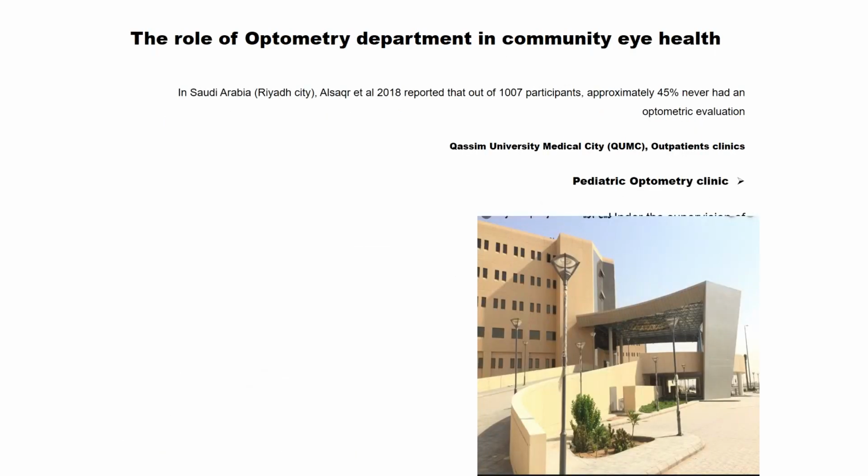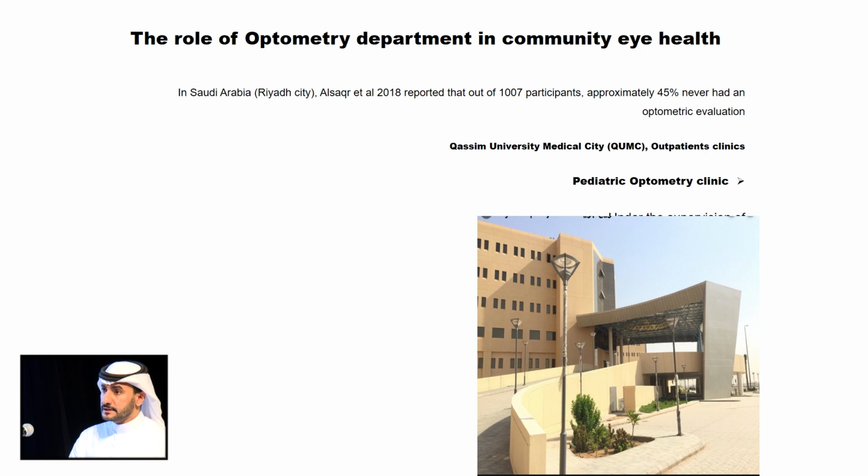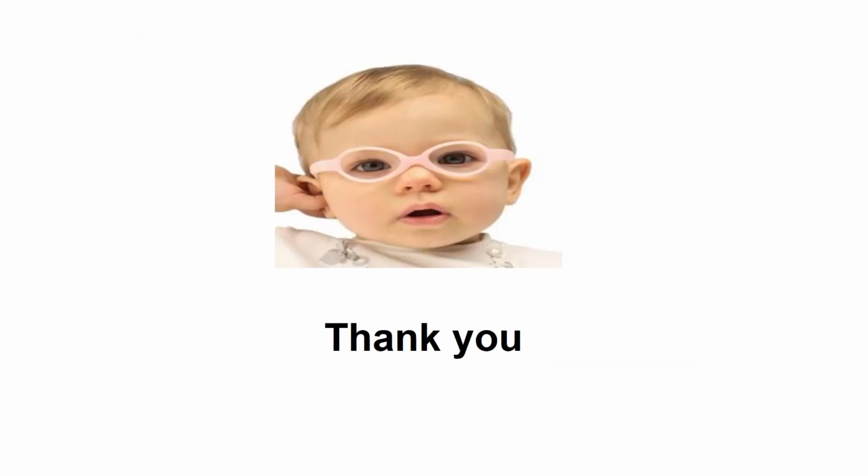So at the end, we'll talk about how the optometry department has now opened in the Qassim Medical City different clinics for adults and for children, and we are now having a pediatric eye clinic. It's on Tuesday afternoon, and we see any child with visual problems like amblyopia, and we do control the myopia progression for those children, and we do orthoptics workout, and we are happy to receive any child with visual problems. And this is the end of my presentation. Thank you very much.